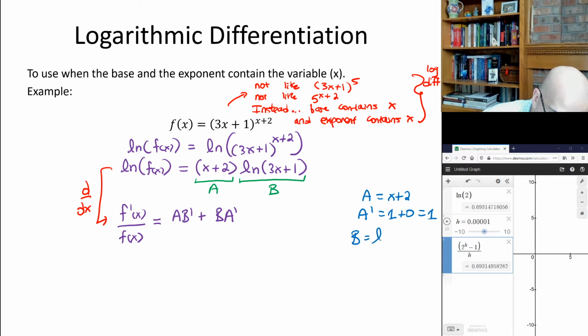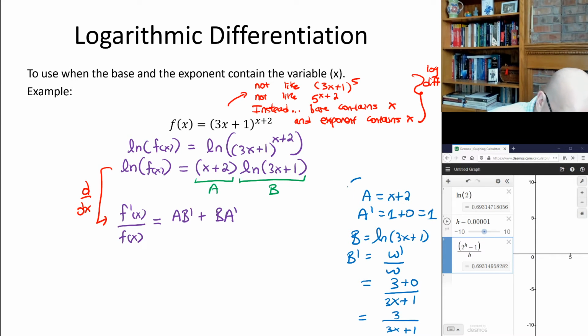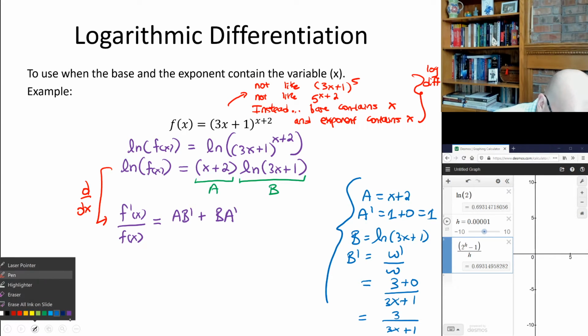B is equal to the ln of 3x plus 1. B prime is going to be w prime over w. So 3 plus 0 over 3x plus 1, which is 3 over 3x plus 1. And please don't cancel the 3's. They don't cancel. You can only cancel if you can common factor 3 from the bottom and then cancel out, but you can't. So you're stuck. So let's take those ingredients and plug them into our product rule.